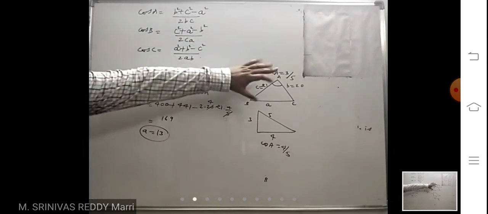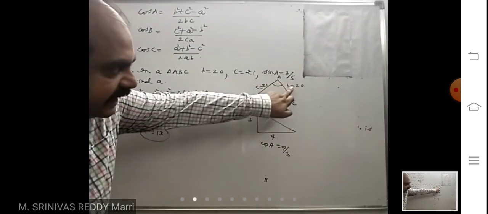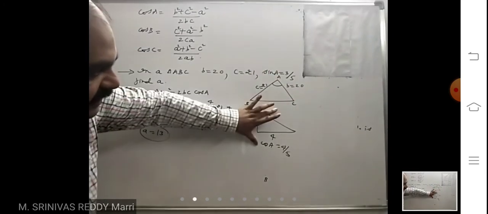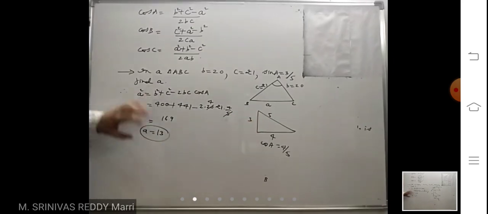Like that, in the triangle it is clear. Two sides are given and their included angle is given. You can calculate cos A, and he is asking to find the third side. Apply the cosine rule like this. Right? Next.